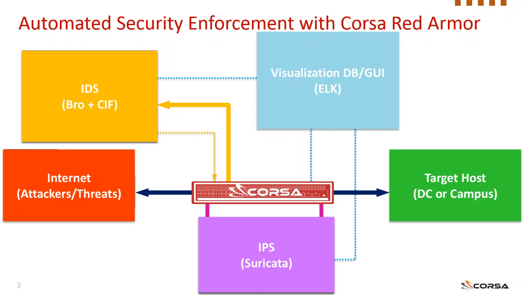In this video, we'll be using the IPS connected to the Red Armor on a redirect path, Suricata in our setup. Rules can be installed in the Red Armor to redirect selected traffic passing through the wire so that it goes through the IPS on its way. And there is a virtual machine for gathering and presenting data using the Elastic Stack toolset. This gives us a view of what's going on.